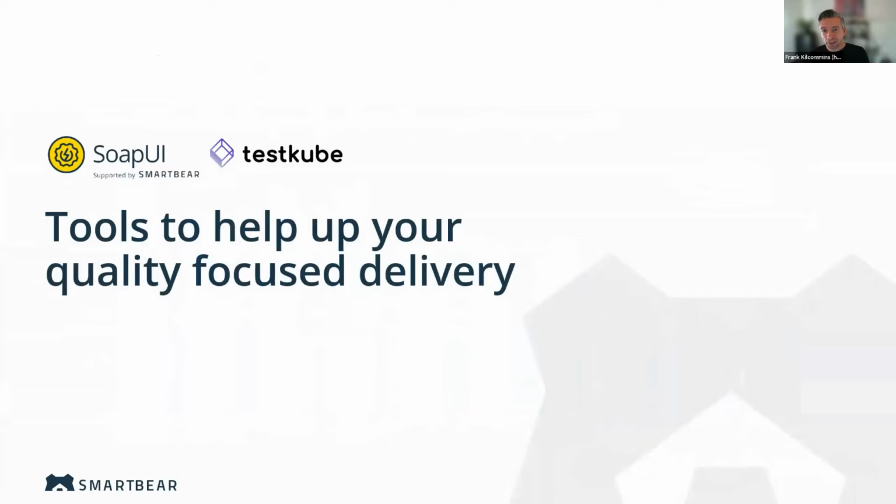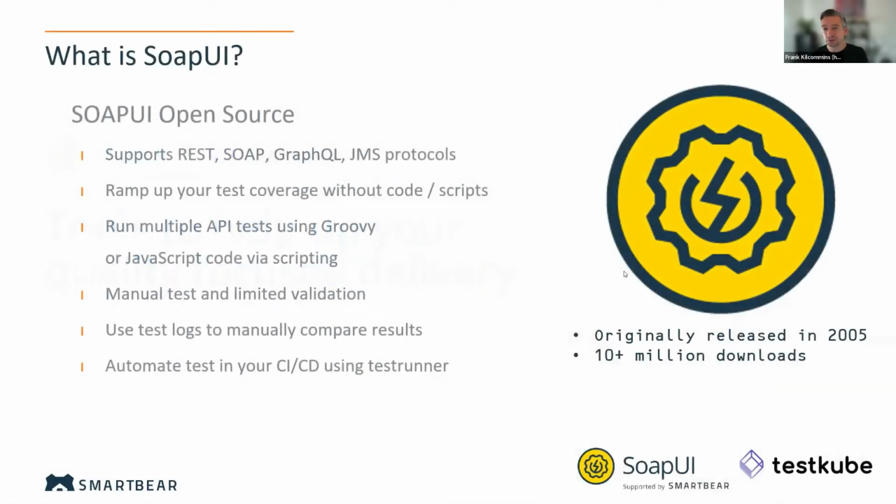So the tools that we're going to showcase to you today can help you keep a quality focused approach to your delivery. And again, having a quality focused approach doesn't mean that you have to have an expensive outlay. The tools that we will be demonstrating here are open source capabilities that allow you to bring quality into your cycles, and then you can determine if you need to scale beyond that. And the first one is, of course, SoapUI.